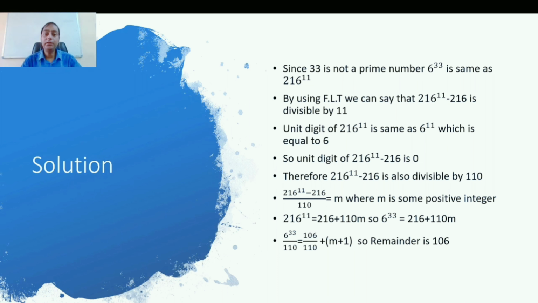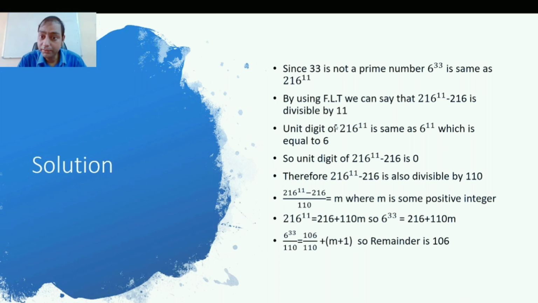Now, 33 is not a prime number. So 6 raised to 33 is the same as 216 raised to 11. By doing this, what can we say? We can say that 11 is a prime number, so we can apply Fermat's Little Theorem here. Now, 216 raised to 11 minus 216 is divisible by 11 because 11 is a prime number and A raised to P minus A is divisible by P.